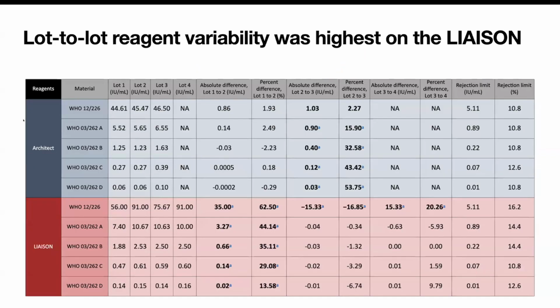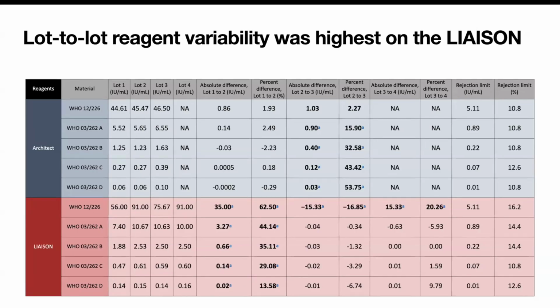And then we got to another area that we like to highlight here, which is some lot-to-lot reagent variability that we've seen as we pulled in different lots of reagents, specifically on the Liaison. Now, a big limitation here is we were able to run all the Roche testing in a single lot, so we did not look at that in the Roche. So I can't say that there's not the same thing. But I'm going to highlight right here in this table.